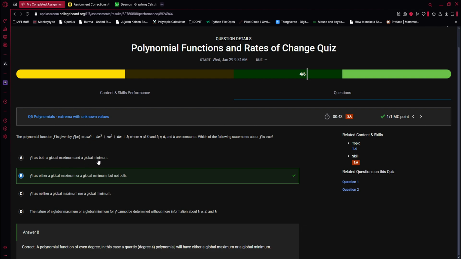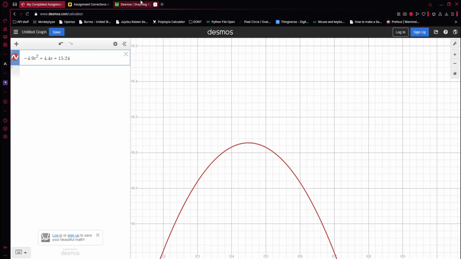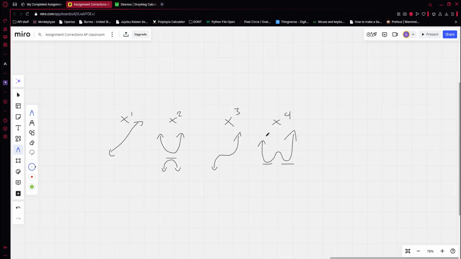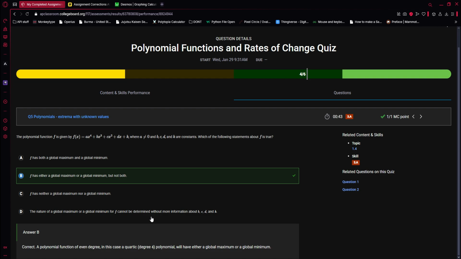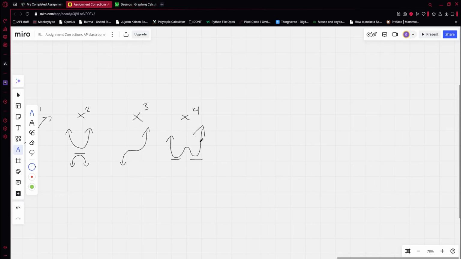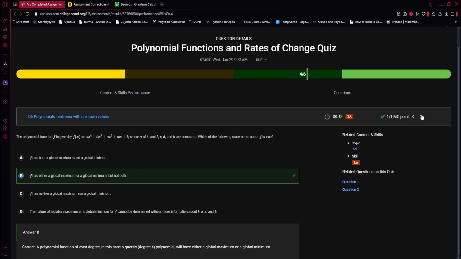You can't have global maximum and global minimum if it's so open-ended like that. It does have a maximum or minimum because, as we can see right here, it does. It's even. We have all the information we need because it either has global maximum or global minimum, not both. And the reason we don't know if it's maximum or minimum is because a of x can be negative, and if a of x was negative, it would look more like this, right? Still an even function, just flipped around. That's why this is the answer.